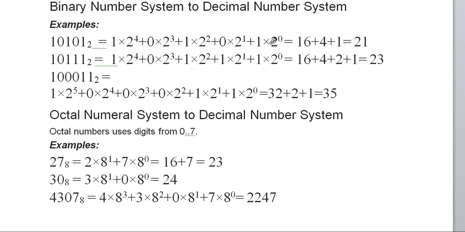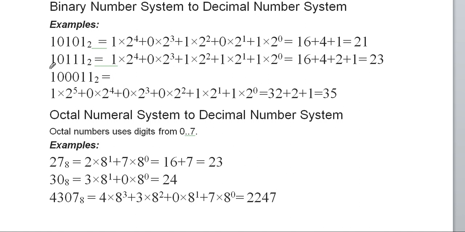2 to the power 4 is equal to 16. When 0 is multiplied by 2 to the power 3, you get 0. In two steps, you are getting 0. This will be 16, this will be 4 and this will be 1. 2 to the power 0 is also 1. So here the result will be 21. So 21 is the equivalent decimal number. In this way we are able to get the equivalent decimal number.